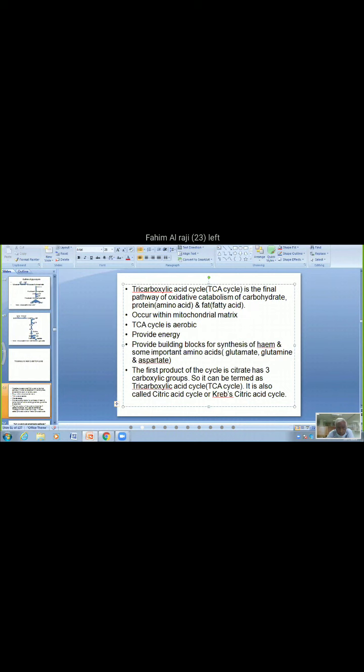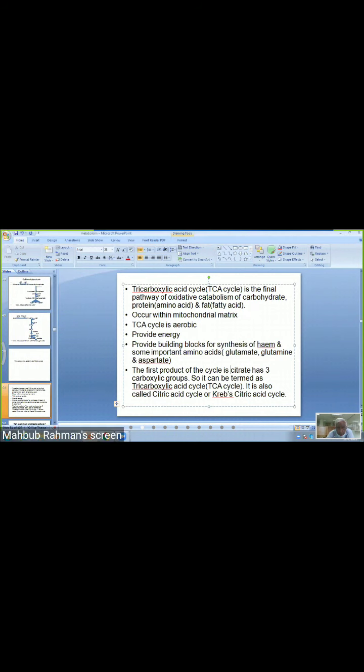Citrate has three carboxylic groups. That means citrate, or citric acid, has three carboxylic groups. So it can be termed as the tricarboxylic acid cycle.